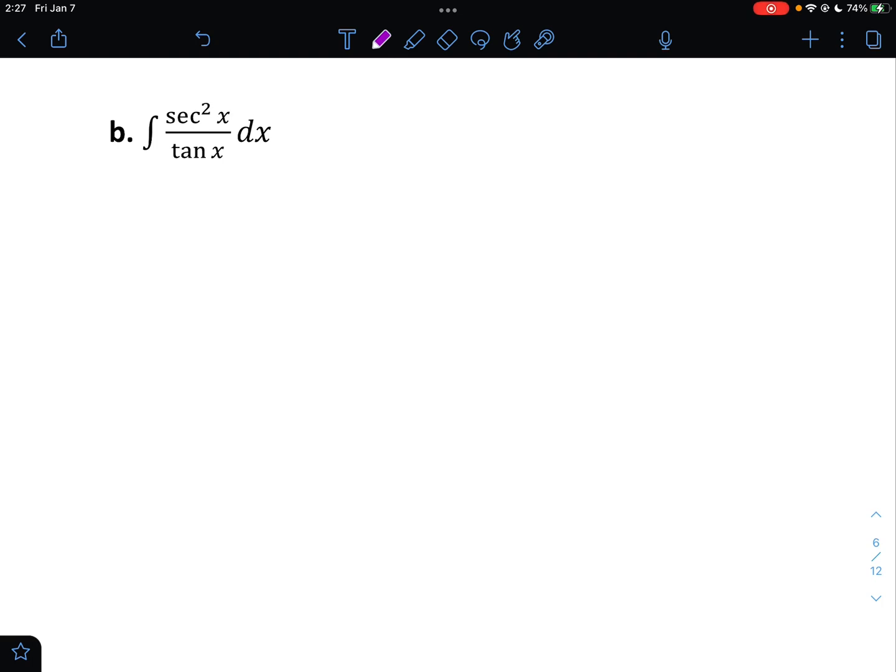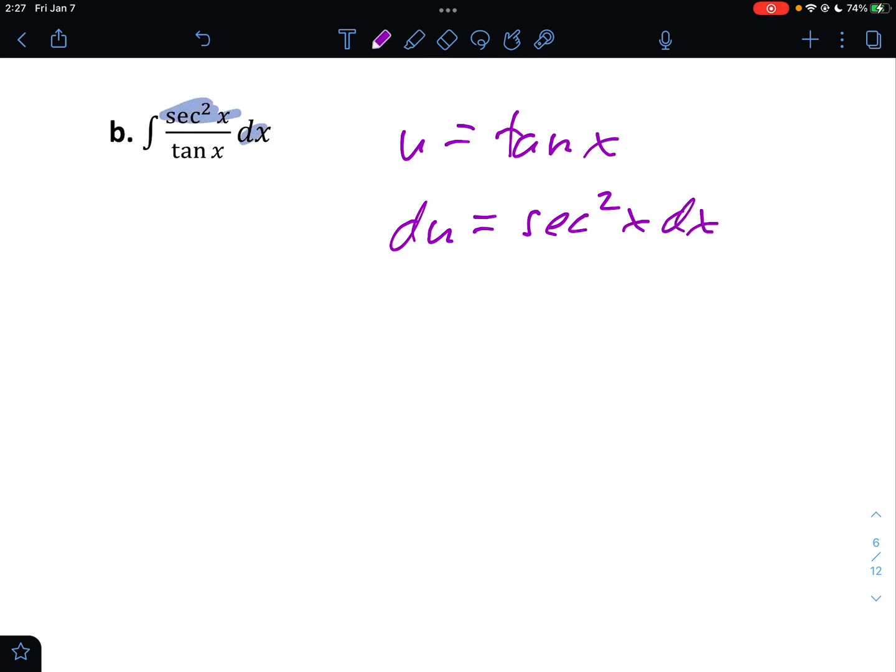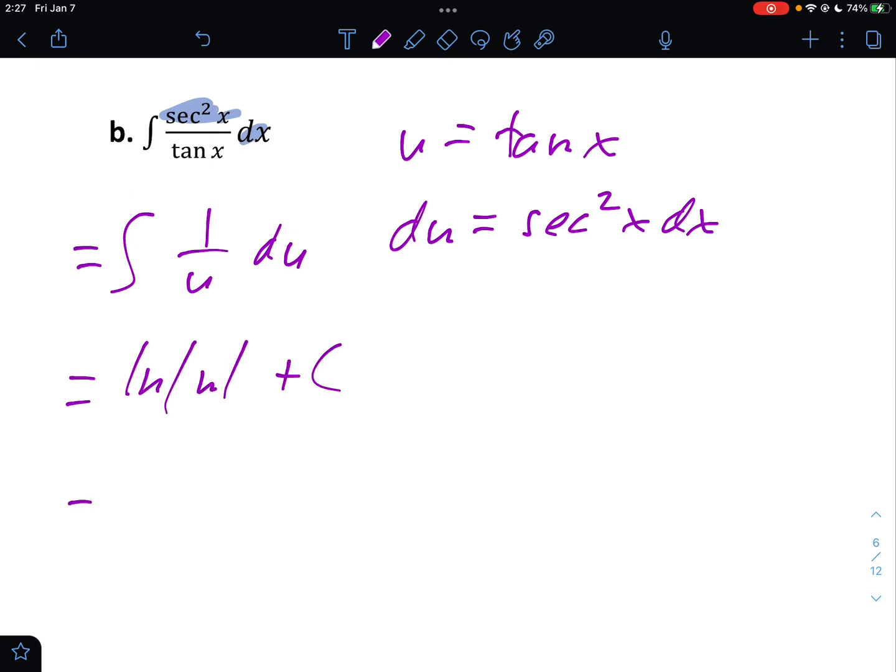Same thing here. We see that the tangent's in the bottom, and we see its derivative is in the numerator here. So I'm going to substitute for the tangent. And I got du equals secant squared x dx, which works out well because that's exactly what we're looking for. So this is going to be 1 over u du again. Natural log absolute value of u. Natural log absolute value of tangent x plus c.